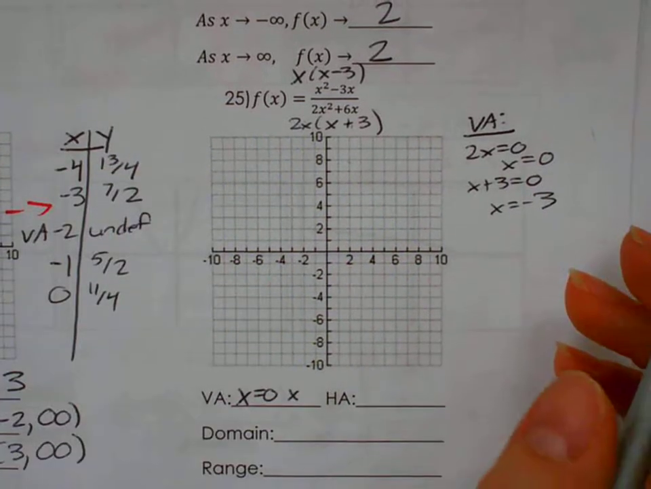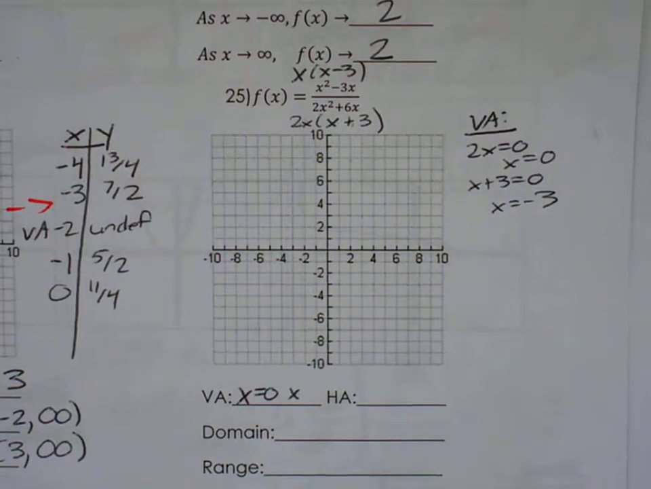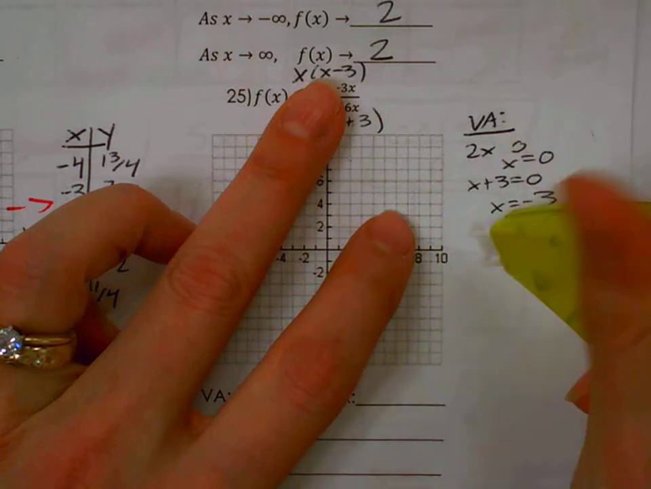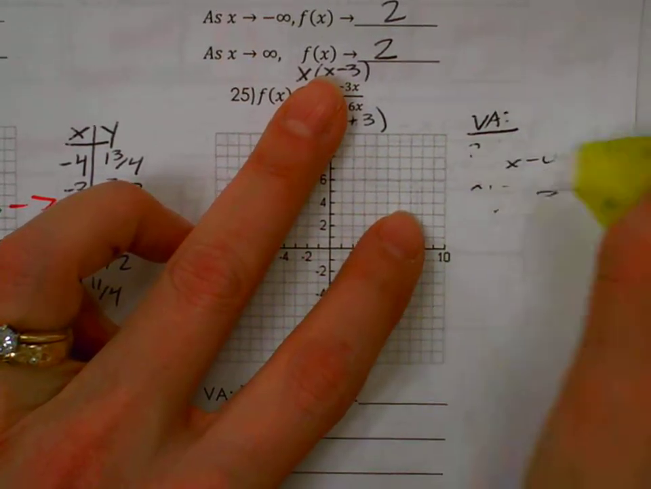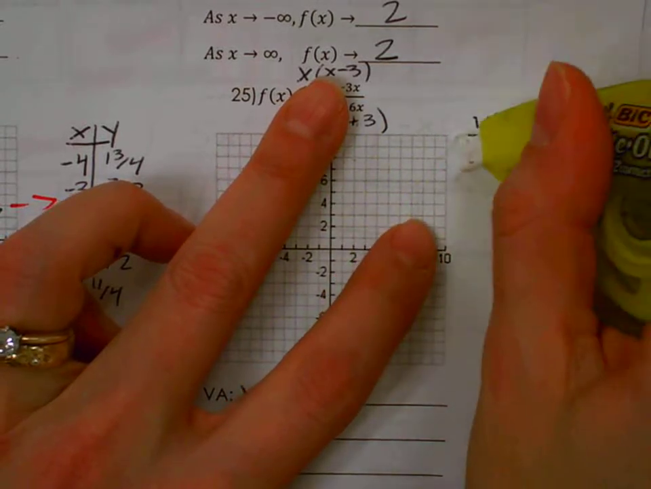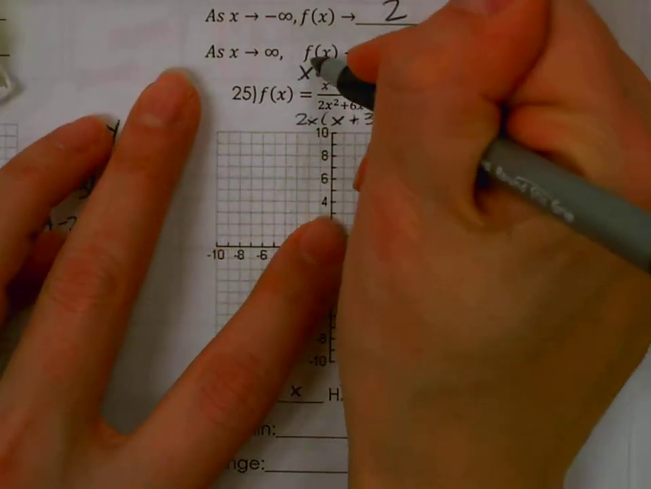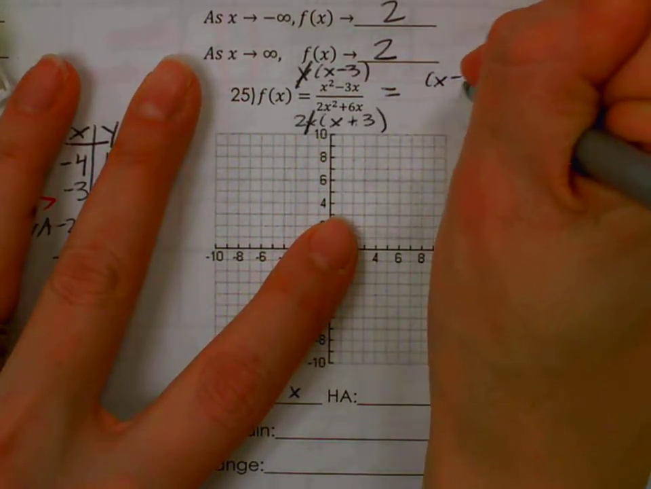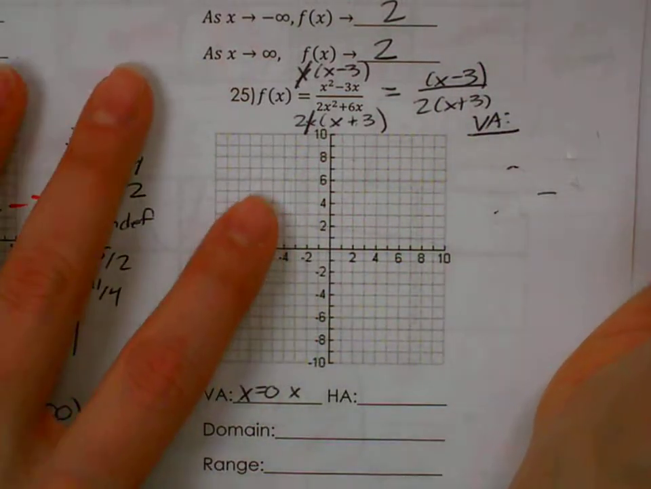Oh, you know what we didn't do first? We didn't cancel. Sorry, go back. I was too fast. Right after we factor, we always want to look to see what can we cancel. Can we cancel anything? And guess what? In this one, we can. Top and bottom both have an x. That means I can cancel the x and the x, which leaves me with x minus 3 over 2x plus 3. There we go.